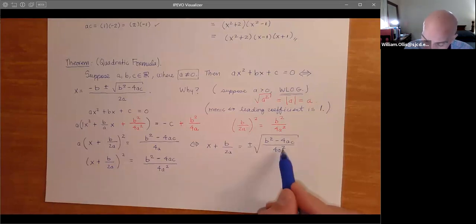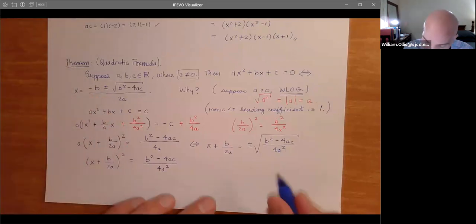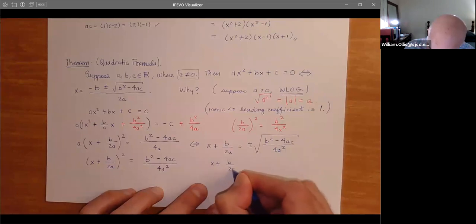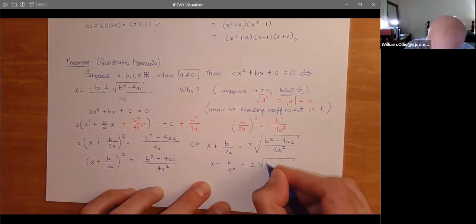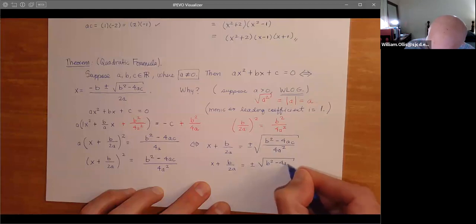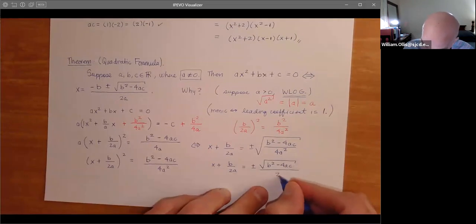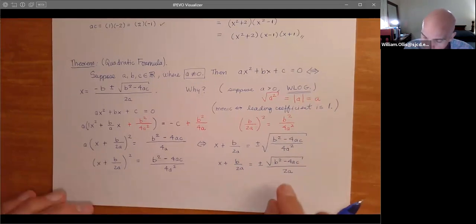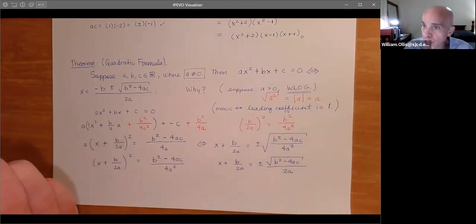So when we look at this, we don't really know much about the b squared minus 4ac. That could be a perfect square, but we don't know. So we can't simplify that any further. So we have x plus b over 2a will equal plus or minus the square root of b squared minus 4ac. And then, of course, downstairs, the square root of 4a squared will just give us 2a, as I've noted right here. So now we're thinking, okay, well, this is looking fine. All we have to do is subtract this term, put the two fractions together, and we're done.